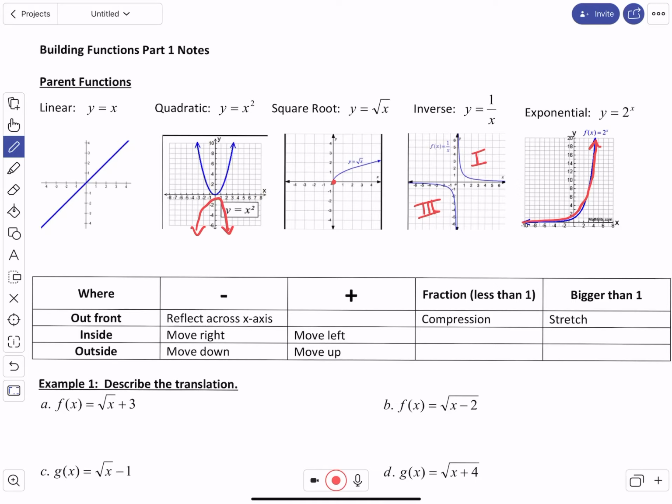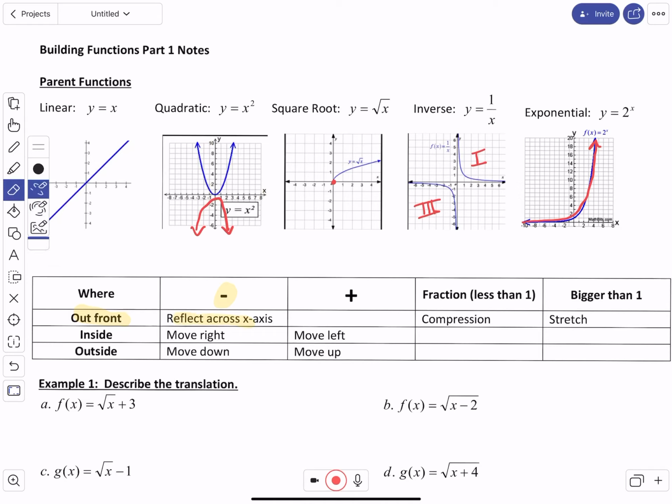So if you have a number, and more importantly, if it's a negative number out front, then that means it's going to be reflected across the x-axis. So a negative number out front is reflected across the x-axis.